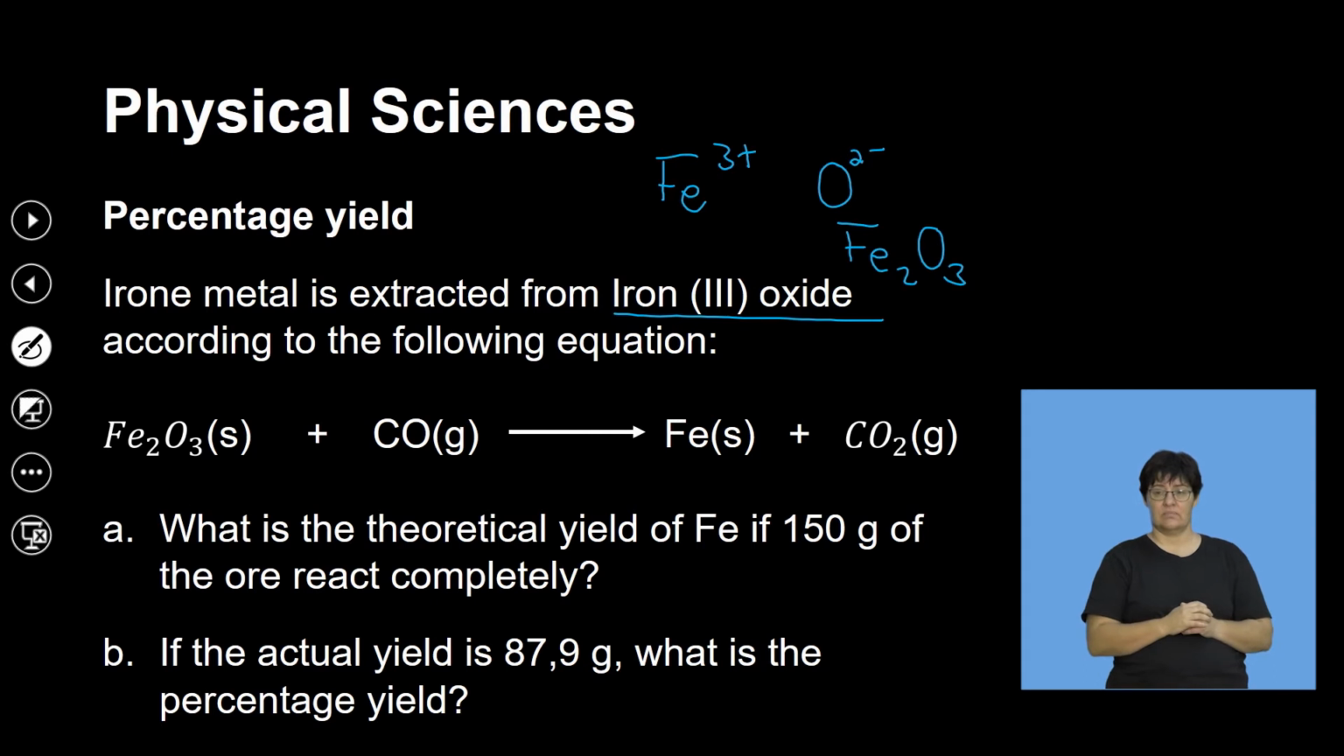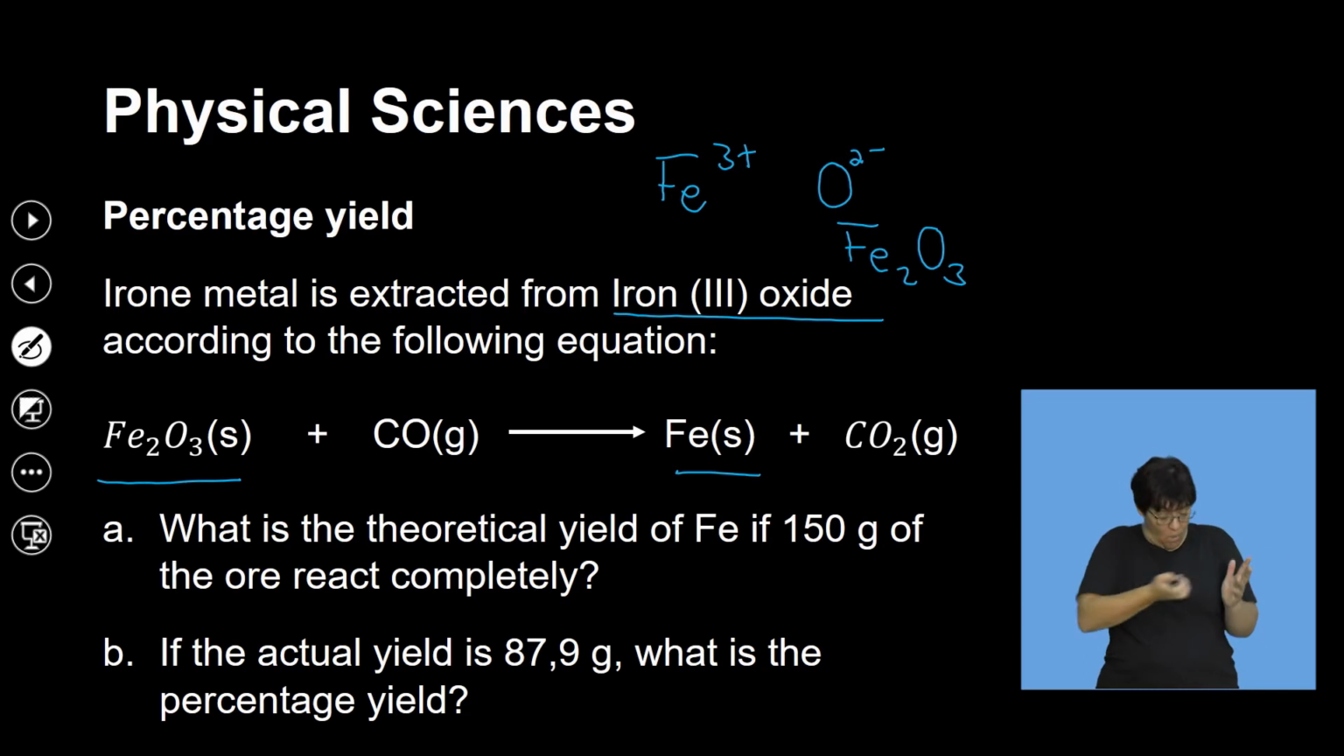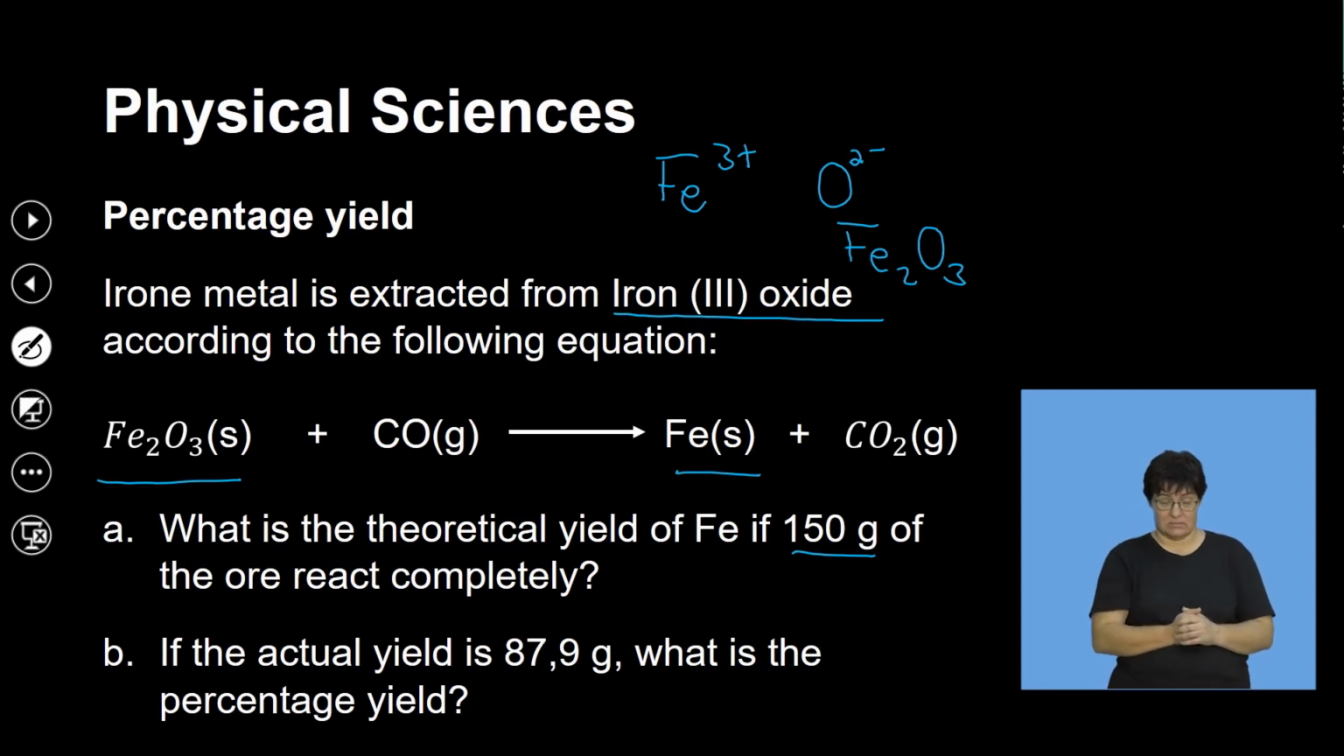Okay, this oxide reacts with carbon monoxide to give us iron metal and carbon dioxide gas. So the process involved here, our main product of interest is the iron metal. So we want to extract iron from its ore. So that's the equation. Now the question is, what is the theoretical yield of iron if 150 grams of the ore reacts completely? So if it reacts completely, we're saying if this reaction reaches completion, what is our theoretical yield? So we're going to use the stoichiometric ratio in which these substances react to try and determine that.